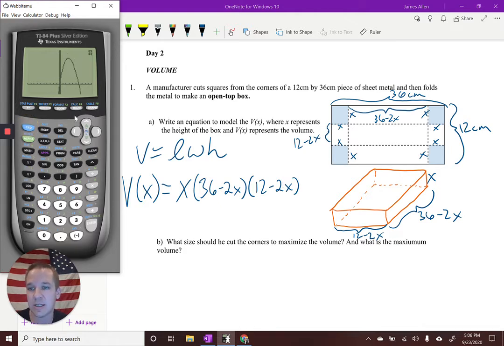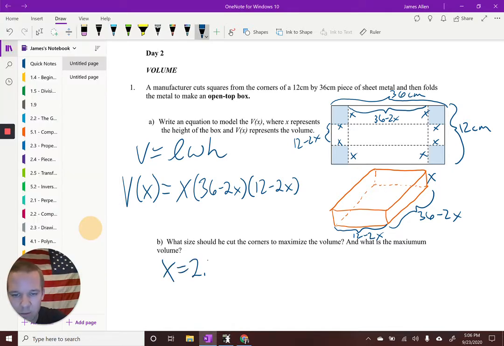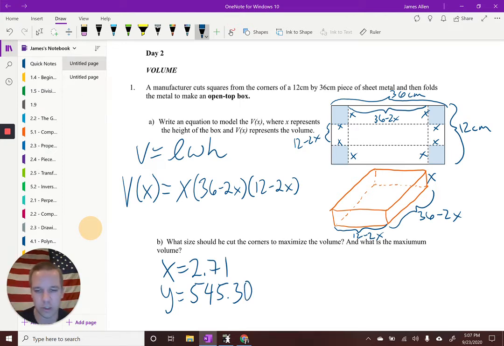So I'm going to hit second calc, and 4 is my maximum. Okay, so I'm going to get my left bound, my right bound. Here we go. It's a little slow moving, but that's all right. And boom, I've got 2.708 for my x, so 2.71. And then over here I have 545.296, so 545.30 then. All right, let's see if I can remember this because it's going to disappear. Lovely. All right. We can do 3.0 if we'd like to show that we were doing 2 decimal places for each.